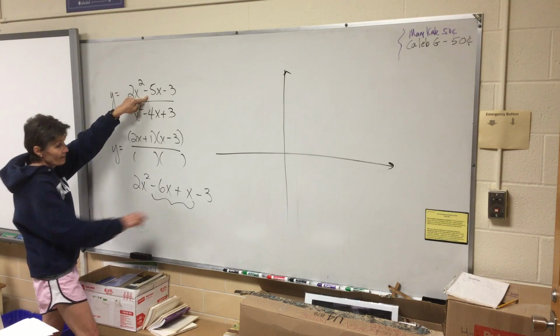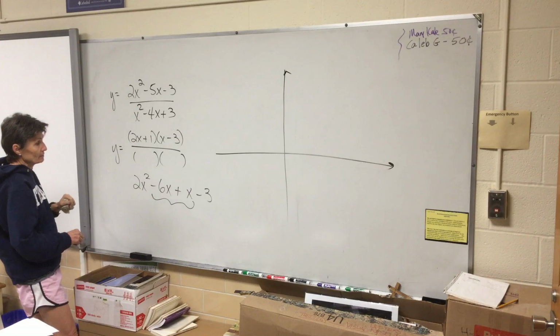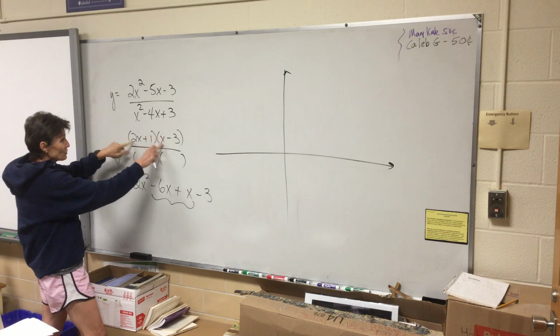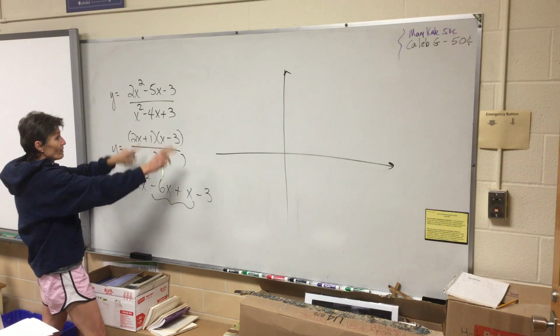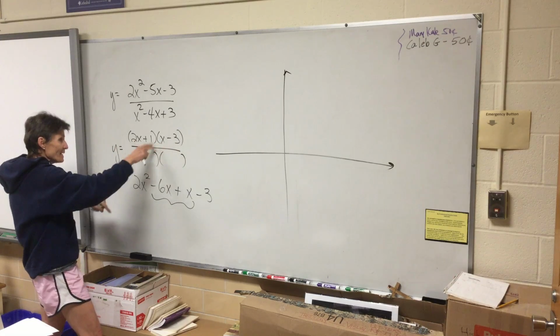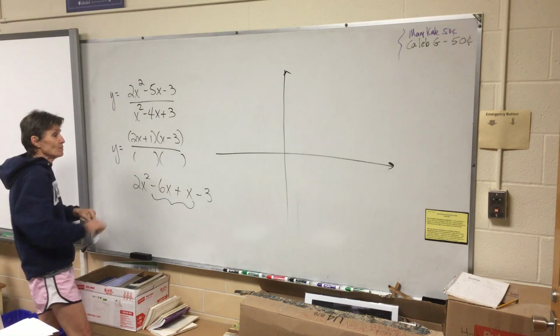-5. And there's my minus 3. So whatever you put in the front has to give you 2x squared. Whatever you put in the back has to give you -3. And then in the middle, when it FOILs, it has to give you -5.